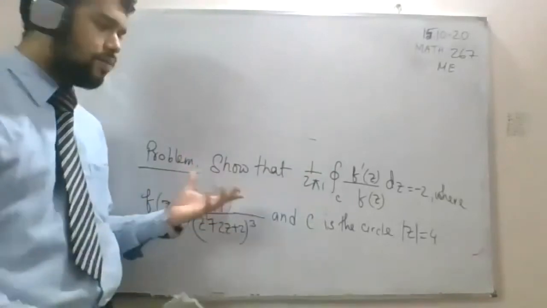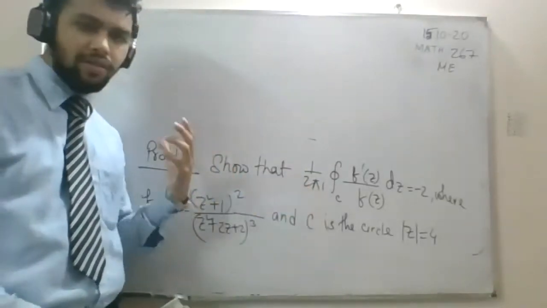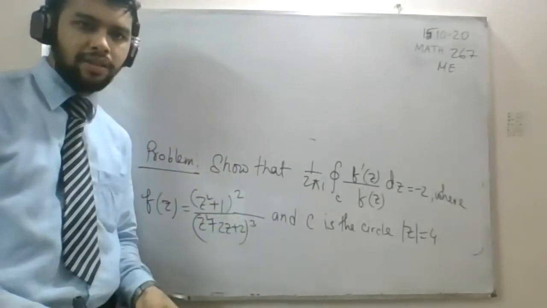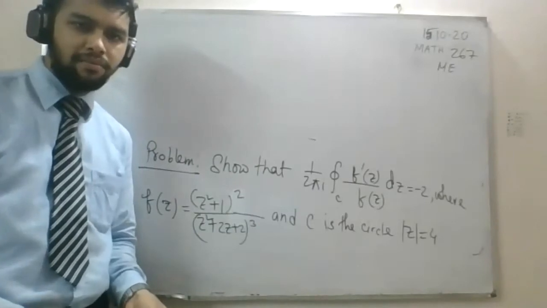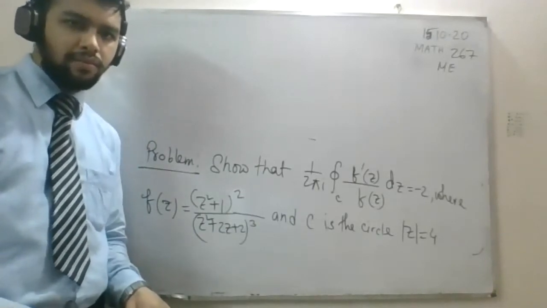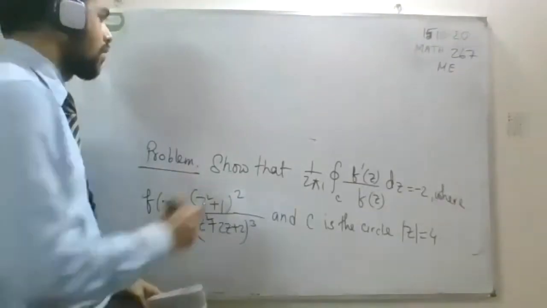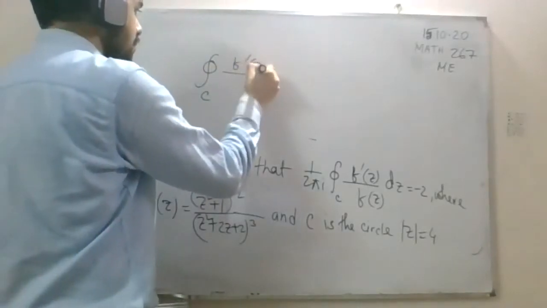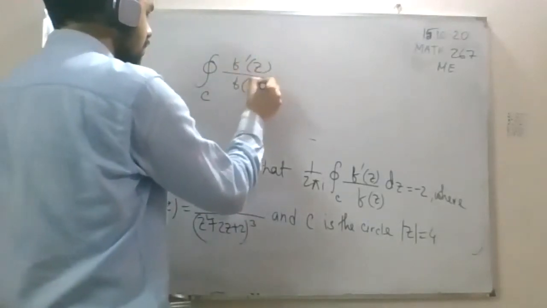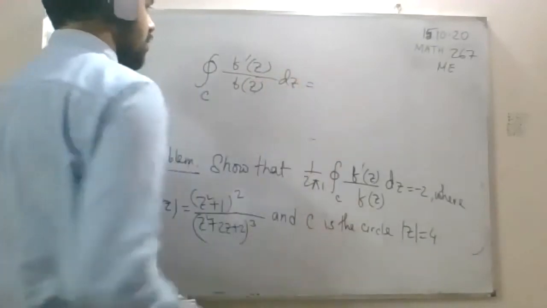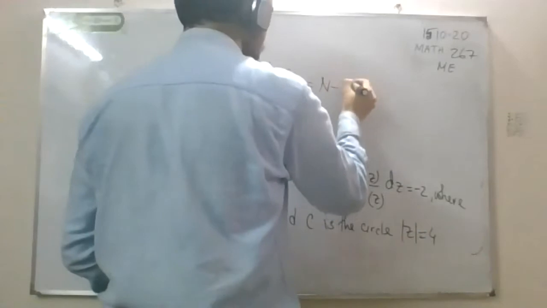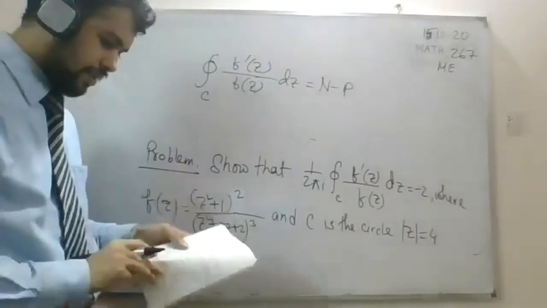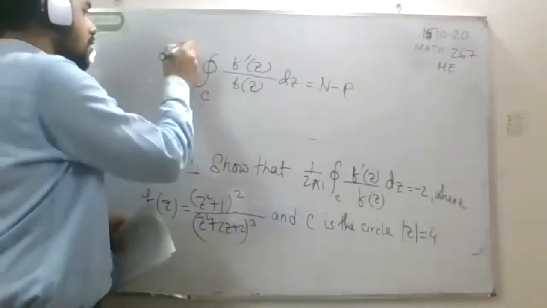Okay, so here is the problem. Please tell me what is our general argument theorem, or the statement of the general argument theorem. Okay, so your general argument theorem is f prime. So this is our general argument theorem.